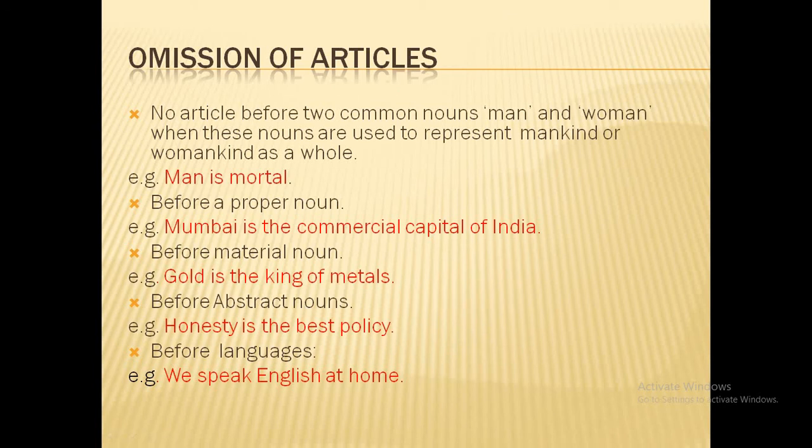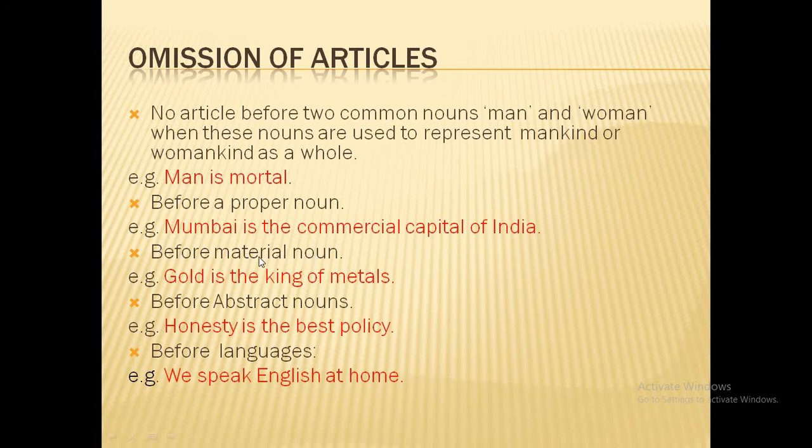Now, the omission of articles, that means where should we omit? We should not use the articles. It is omitted. It is not allowed. No articles before common nouns such as man and woman, when these nouns are used to represent mankind or womankind as a whole. For example, man is mortal. Before a proper noun, Mumbai is the commercial capital of India. So we are not using the Mumbai. Mumbai is the commercial capital of India.